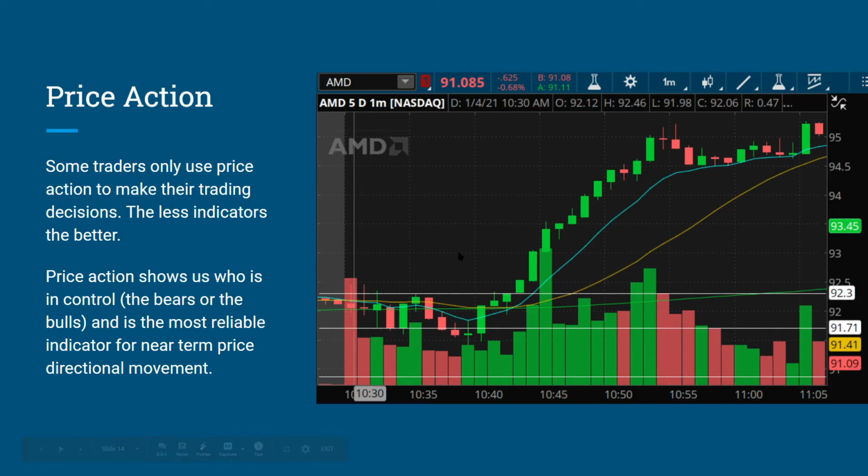Price action. So again, some traders only use price action to make their trading decisions. The less indicators, the better. Again, especially for day trading. So on this chart, we have the blue line representing the 9 EMA, the 9 exponential moving average, the yellow line on this one representing the 20 EMA, and then the green line is the 200 moving average. Also, the VWAP is one of the more important ones for day trading.